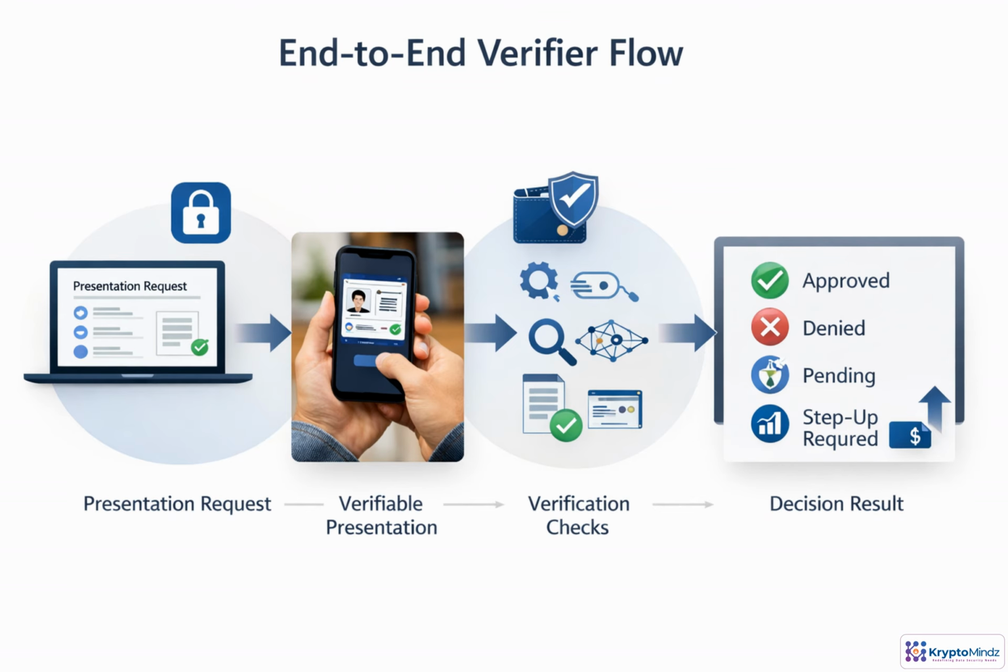The verifier flow begins when an application needs confidence before allowing an action. It creates a presentation request that states exactly what proof is needed, along with a challenge, domain, and expiration to prevent replay. The holder's wallet builds and returns a verifiable presentation. From there, the verifier backend checks signatures, schemas, required claims, issuer trust, revocation, and policy rules. The final response may be yes, no, pending review, or a request for stronger authentication.